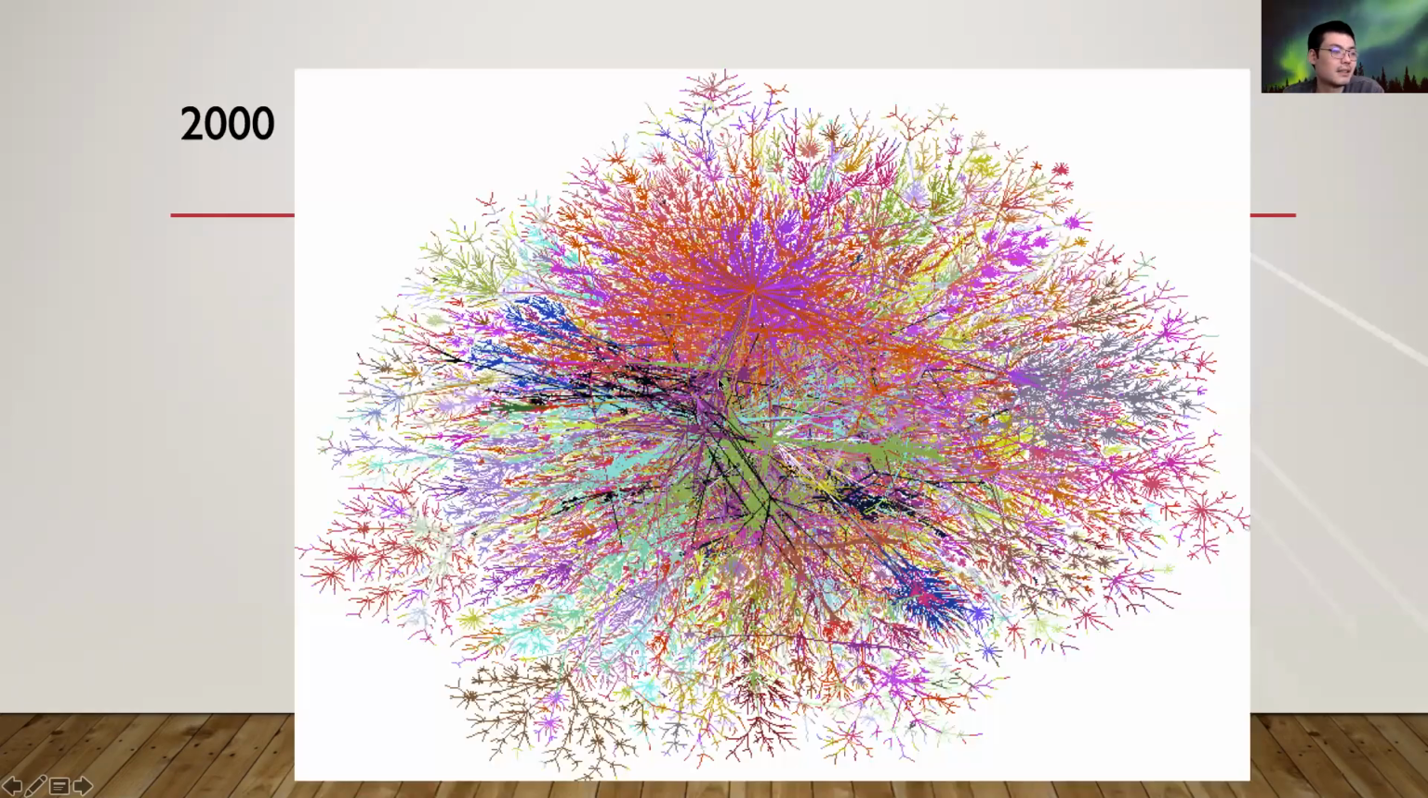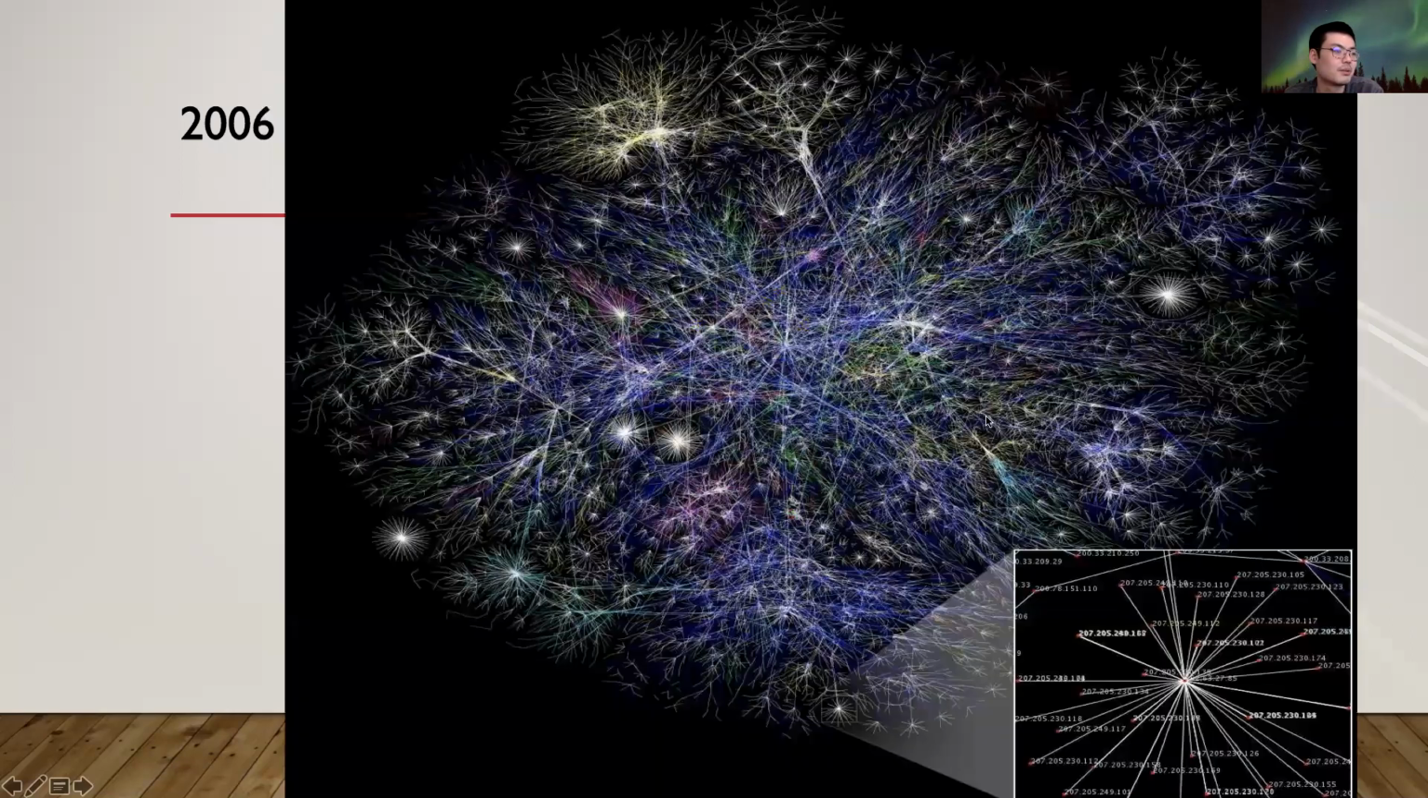And here's a visualization. It may not make too much sense, but we can see how it grows. In 2000, we have a lot of connections between the routers and the endpoints like this. Then in 2006, we grow really quickly, and then 2009. We can see that more and more people are connecting to the internet.